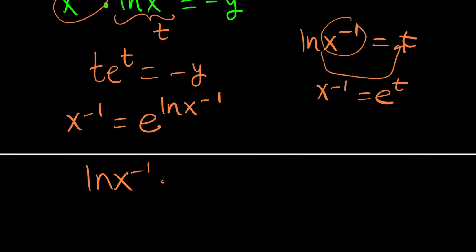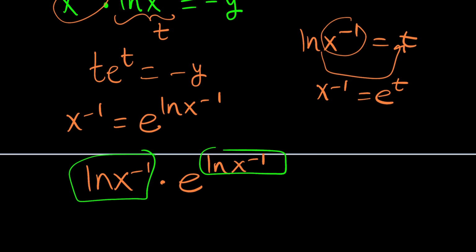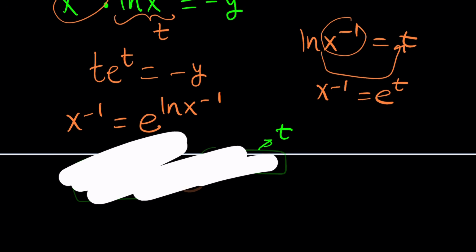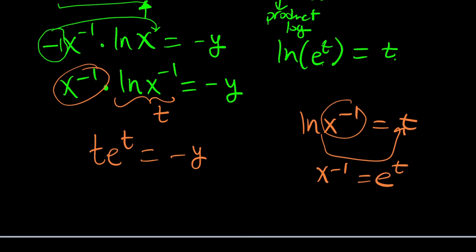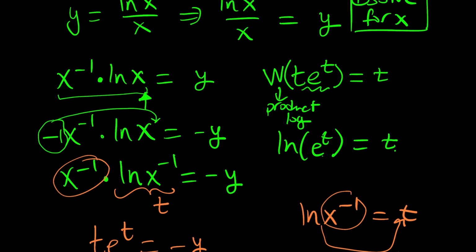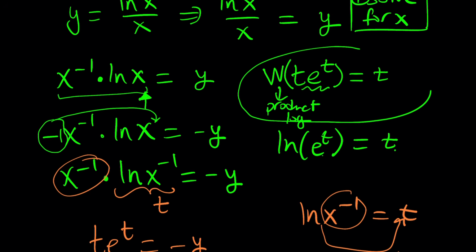ln x to the power negative 1 times e to the power ln x to the power negative 1. And this just becomes your t. Okay? Make sense? Okay, great. Now, substitution is a little safer, I would say. So let's go ahead and use that, because this kind of looks a little complicated, but that's the whole idea, right? Bring it into this form, t e to the t.